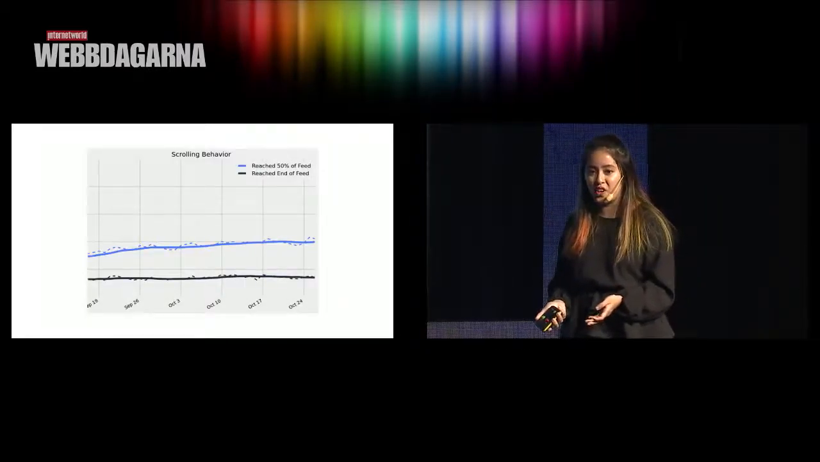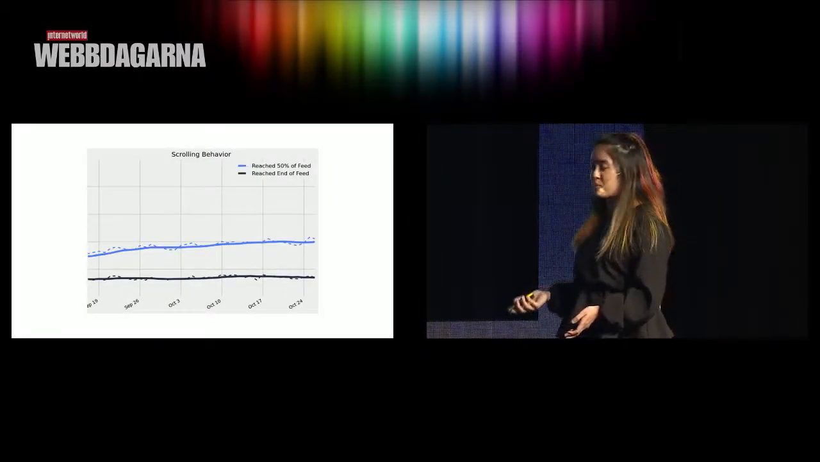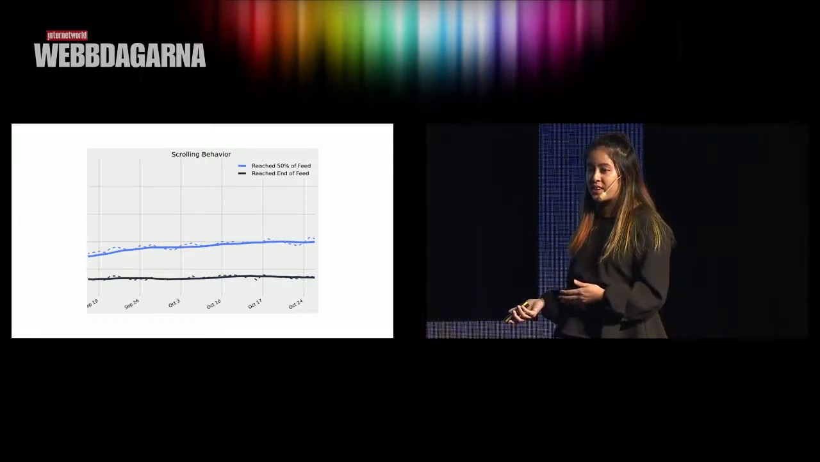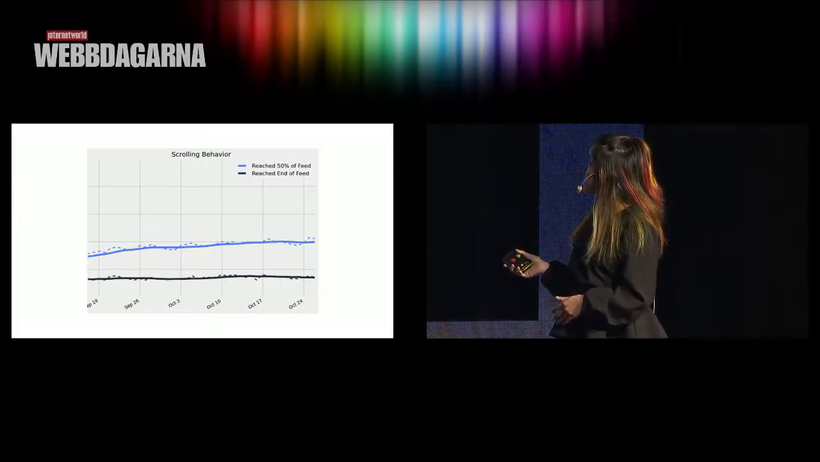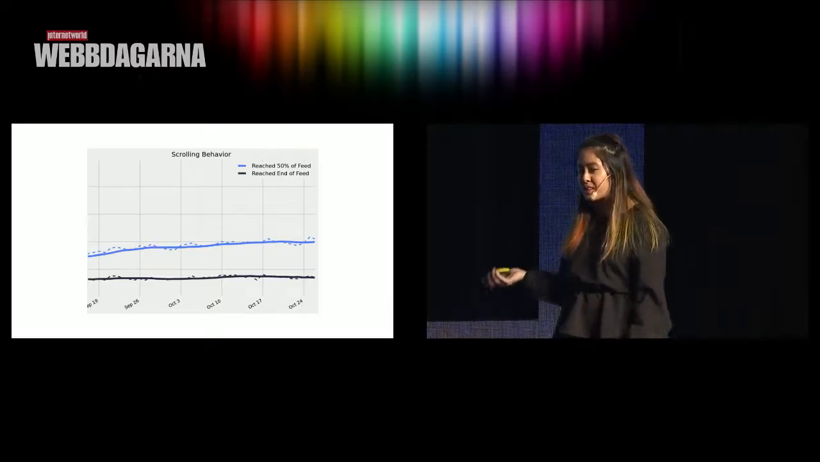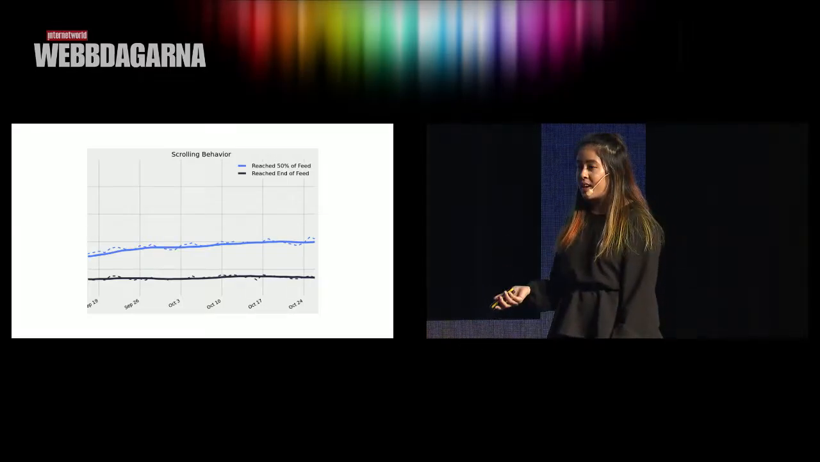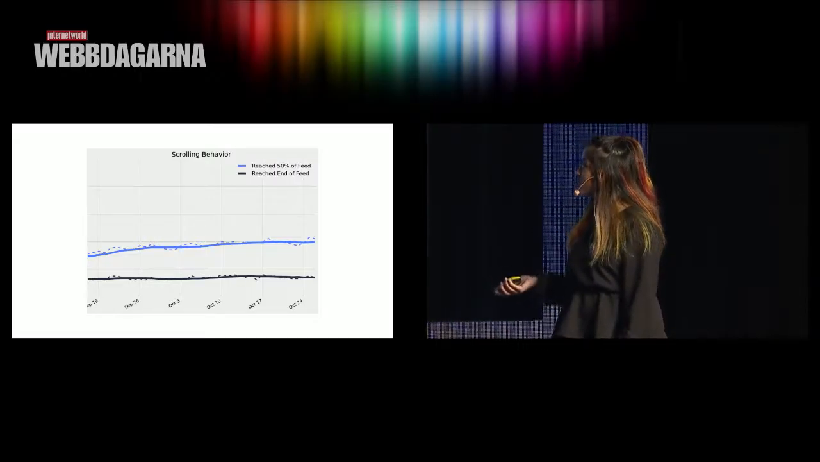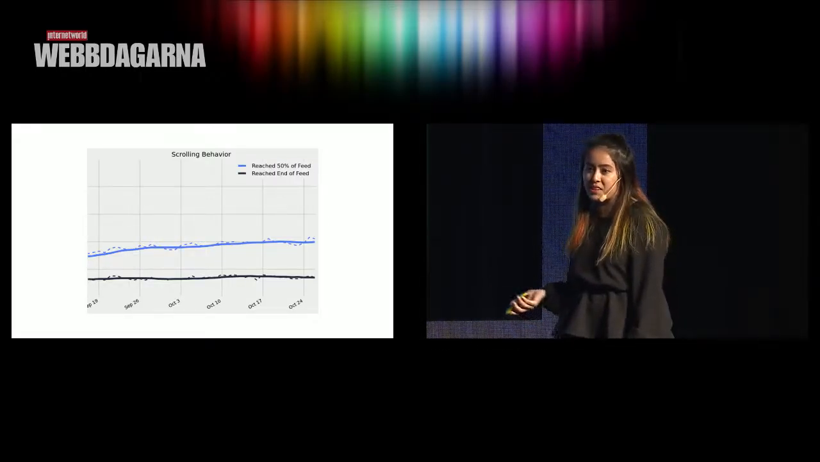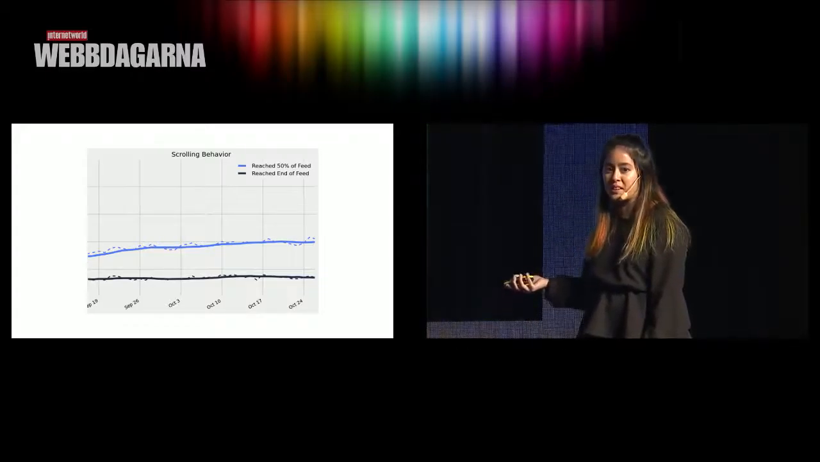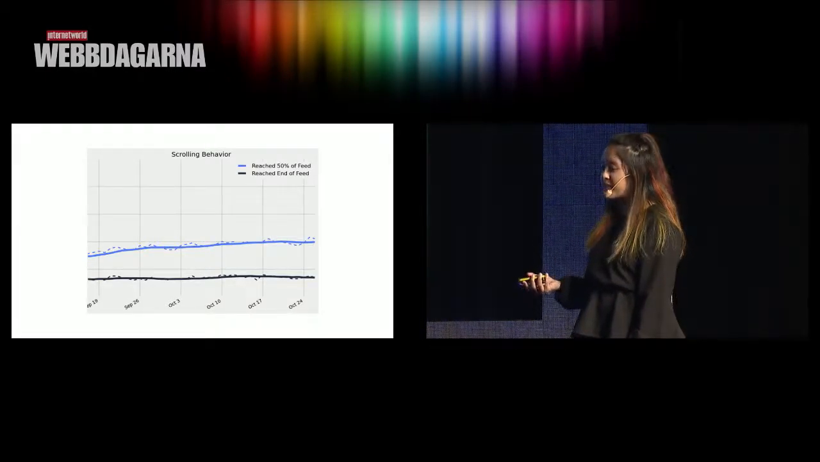So we ran a simple A/B test, and we did see some improvements by having this badge there. Not a huge improvement in getting to the end of the feed, but a pretty significant improvement in people making it at least halfway. And I think if we just looked at this, we could probably say, okay, this seems good. This is a success. We can stop here. We made some improvements.